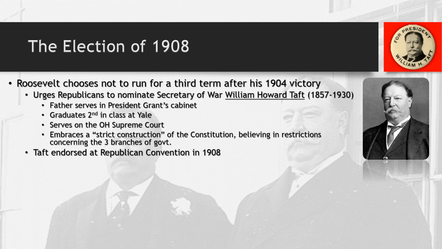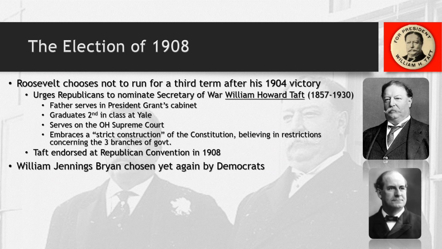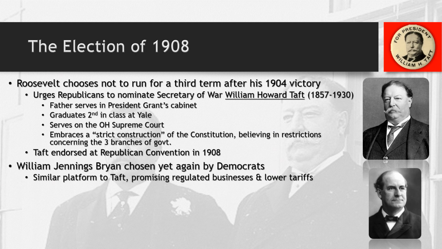And Taft is openly endorsed at the Republican convention in 1908 as well. So, again, Roosevelt openly comes out in favor of him, and he thinks that he's leaving the country in good hands. Okay. William Jennings Bryan is chosen again by the Democrats, and Bryan at this point has been running for office, again, since 1896. So he's been doing this for the better part of 10 years almost. He's starting to gain a little bit in age now.